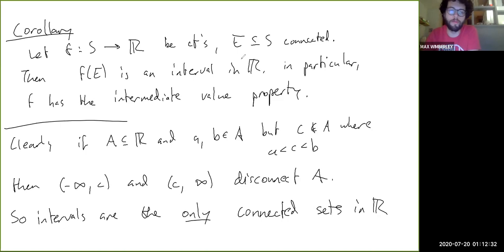So this suffices to really prove the corollary now, right? Because by the previous theorem, we know that F of E in this situation would have to be connected. And then I just showed that the only connected sets are intervals. So that means that F of E is an interval, and of course, then F has the intermediate value property. You can think of this as still more generalized than the version of the intermediate value theorem that we actually proved, because the version we proved was for functions from R to R. But this version works for functions from any metric space to R. So that's kind of nice.